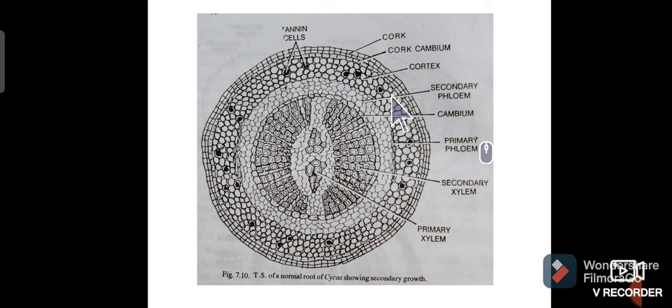And later on, the lenticels, that is, the cells formed in the stem of a woody plant which allow gas exchange between the atmosphere and the internal tissue, that is the function of the lenticels. These lenticels will develop in the old roots. So this is the secondary growth which occurs in the normal root of the Cycas plant.